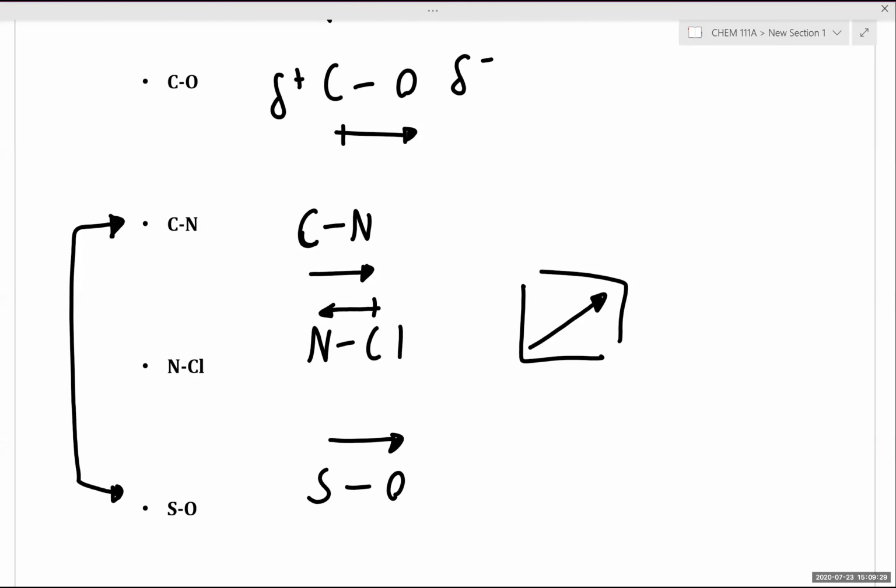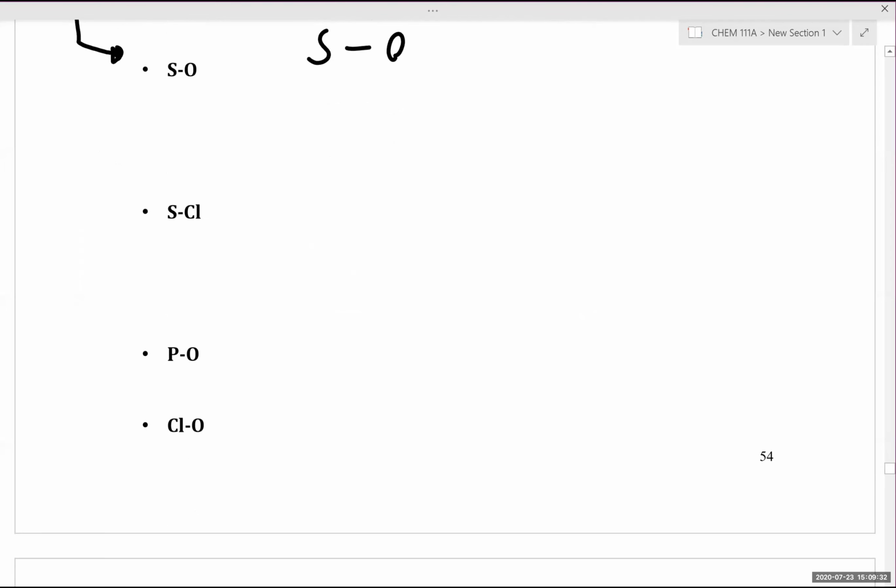Okay. So now that we are familiar with this idea of bond polarity, let's do a few more examples. For a sulfur-chlorine bond, chlorine is farther to the right on the periodic table, so our bond dipole will point towards chlorine. Let's look at the phosphorus-oxygen and chlorine-oxygen bond. For the phosphorus-oxygen bond, I'm going to need your help in the chat. What atom is more electronegative? In a phosphorus-oxygen bond, oxygen is more electronegative.